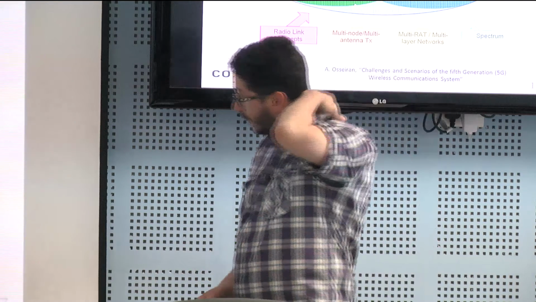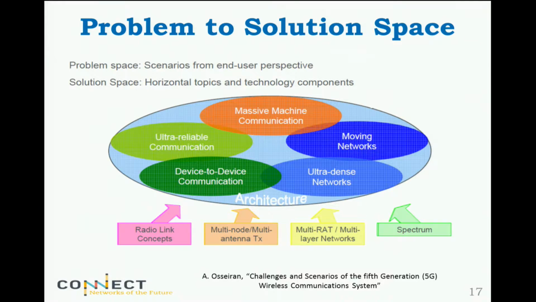Multi-node and multi-antenna transmission. So this refers to the possibility to either create virtual arrays of antennas.